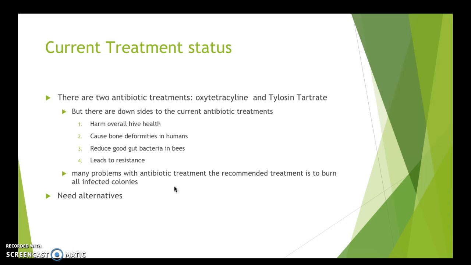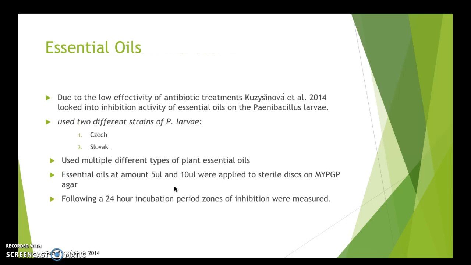Researchers have taken notice of this problem in recent years and have come out with viable alternatives to help treat and/or prevent American Foulbrood. Kusanova and colleagues looked into inhibition activities of essential oils on Paenibacillus larvae. The researchers used 2 different strains of P. larvae: a strain from the Czech Collection of Microorganisms called CCM 4488 and a Slovak field strain. They tested the inhibition activity of many different types of plant essential oils including sage, anise, oregano, caraway, thyme, rosemary, clove, chamomile, and fennel.